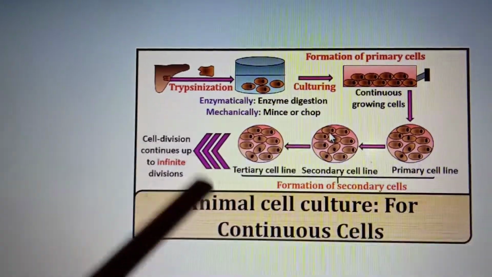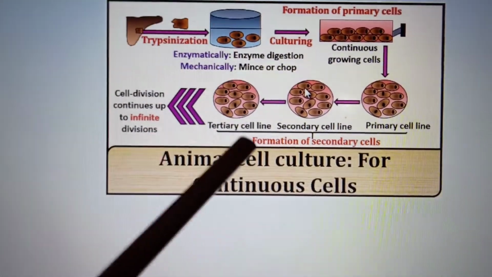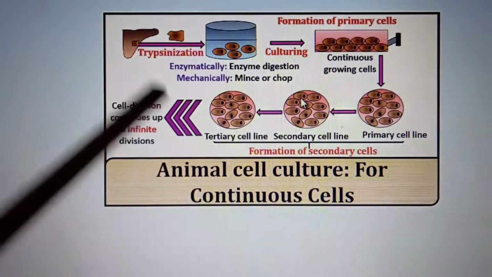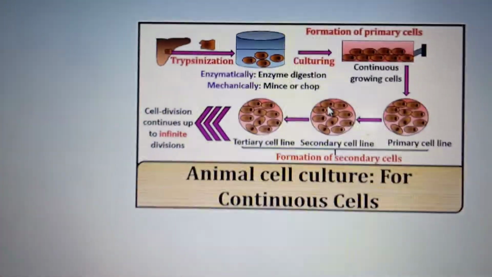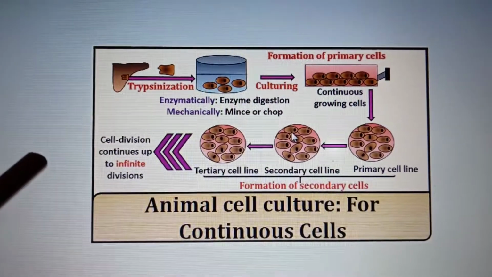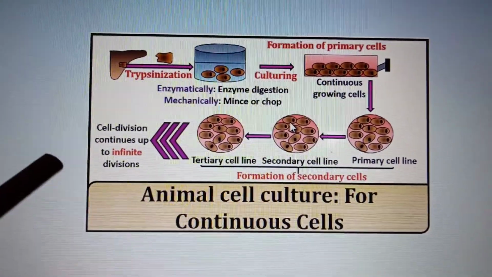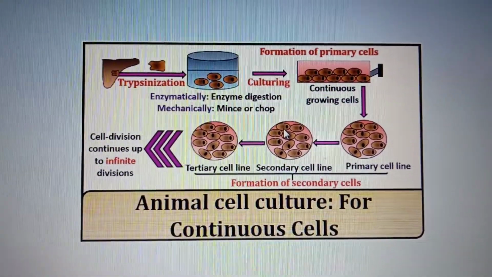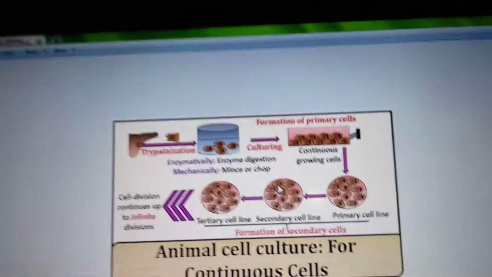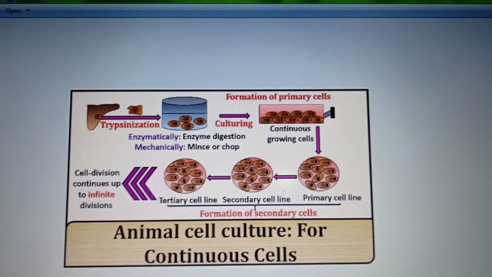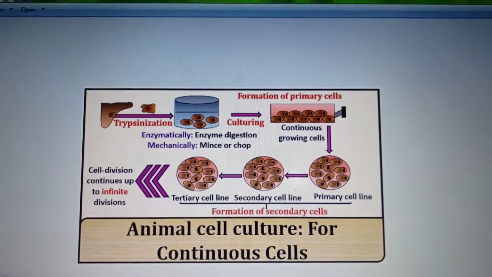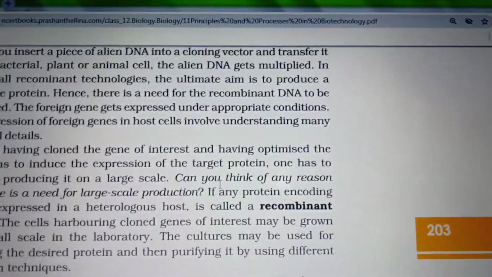This type of culturing method produces large biomass, leading to higher yields of the desired protein. Small volume cultures cannot yield a high quantity of the product. So to produce in large quantities, we have to use bioreactors.